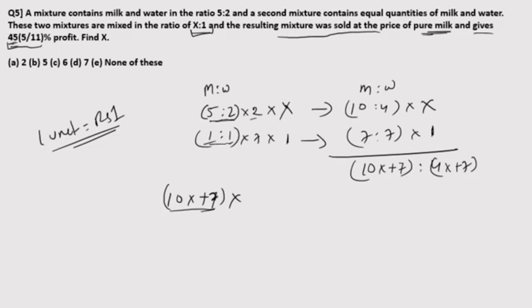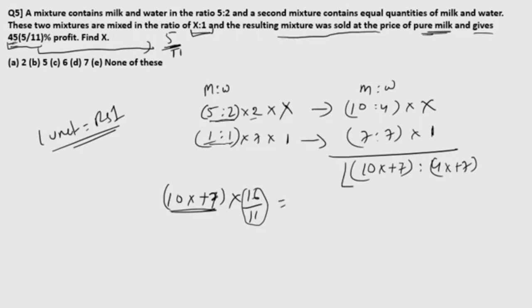45.45 is 5 by 11. This value is basically 5 by 11 in fraction terms. If profit is 5 by 11, the multiplying factor has to be 1 plus 5 by 11, that is 16 by 11. Cost price into profit factor gives my selling price.